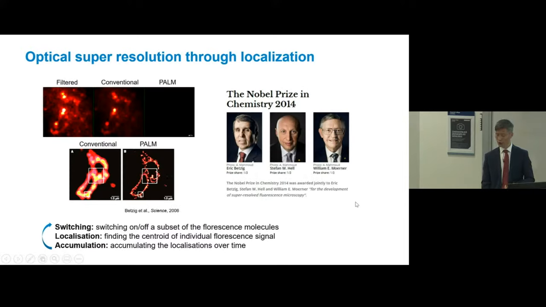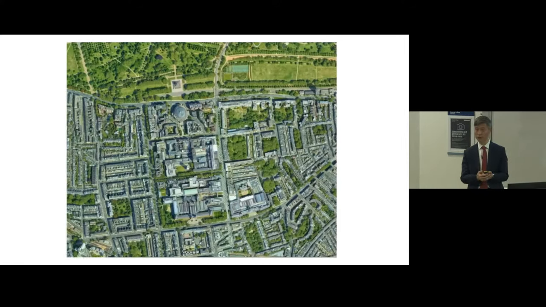But before I move to ultrasound, I want to give you an example to explain why this process can generate a super-resolution image. I use the wonderful Google Maps as an example. You can probably recognize we're somewhere here, and this is Royal Albert Hall and Kensington Gardens. Let's say we are interested in these two roads. We want to image them and properly separate them. This is Prince Consort Road, and this is Imperial College Road.